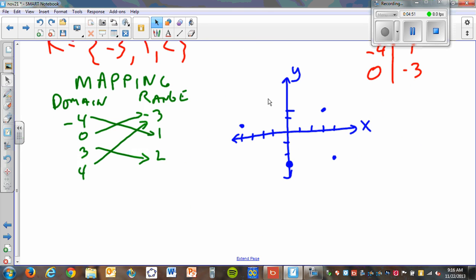And now we just go over here and graph what we have. We have -4, 1. We have 0, -3. We have 3, 2, and 4, -3.